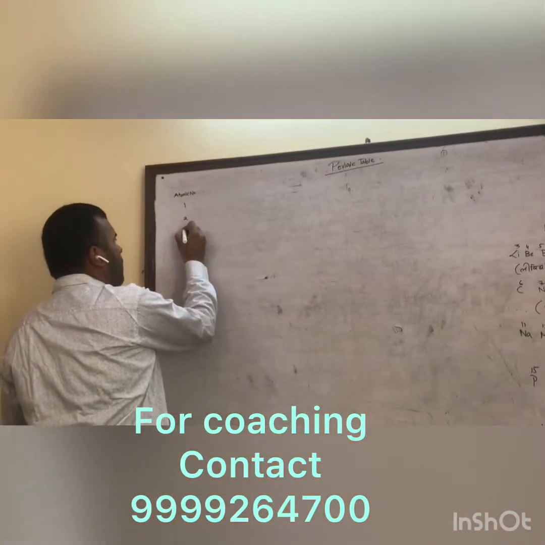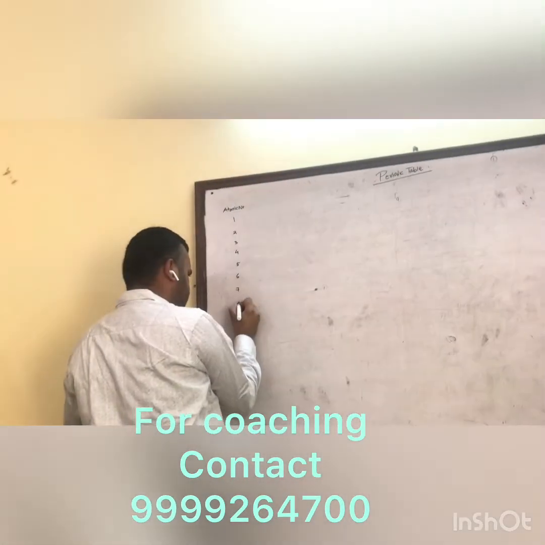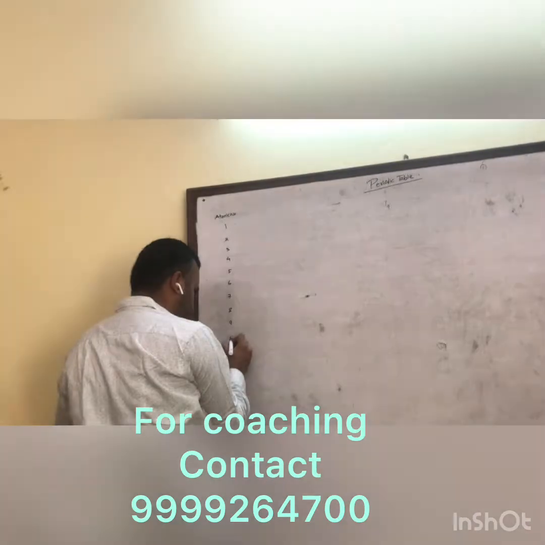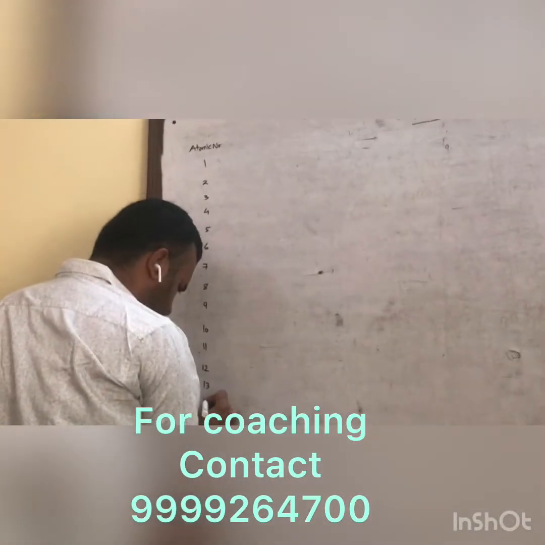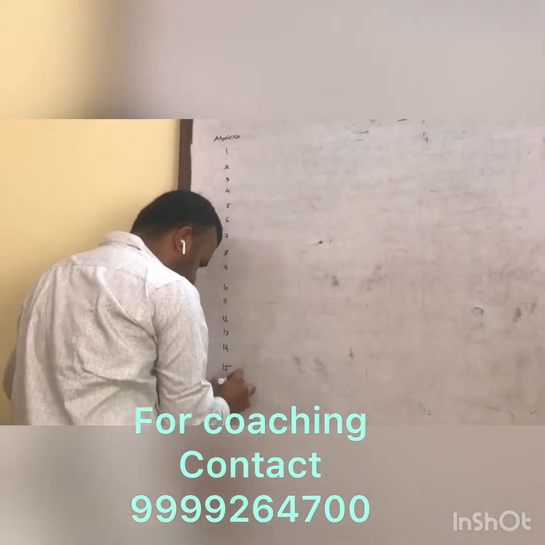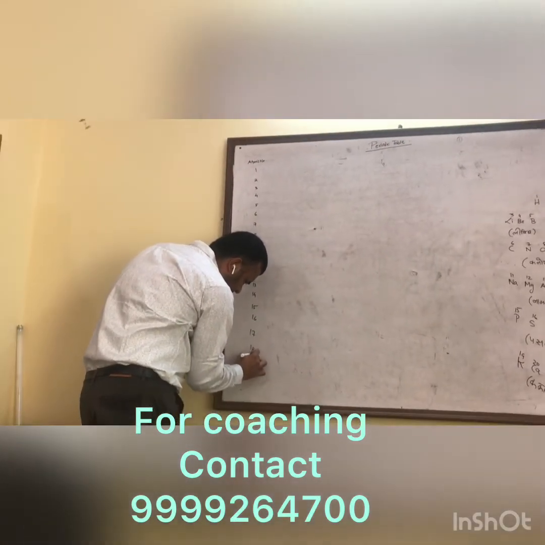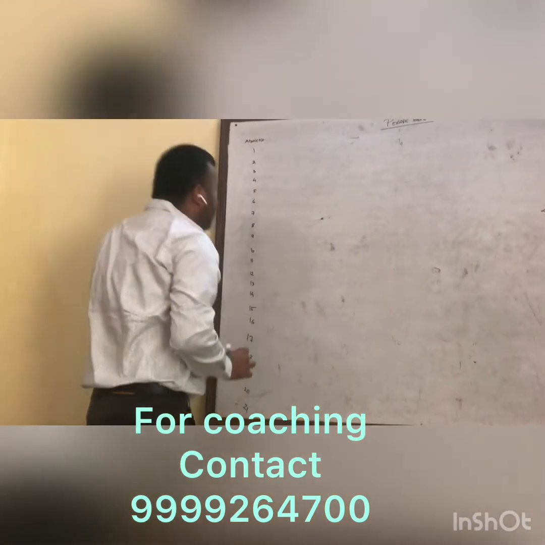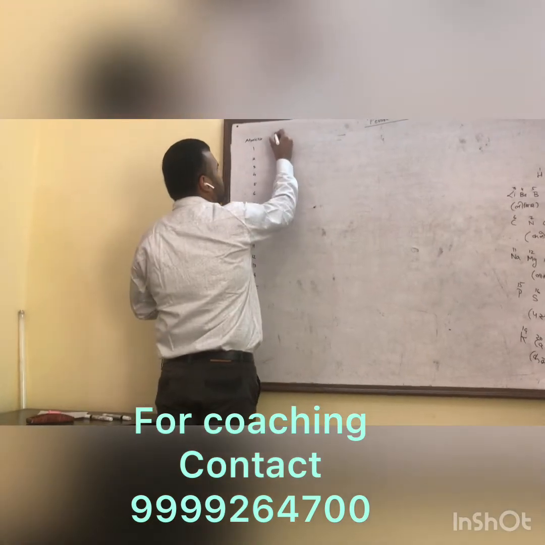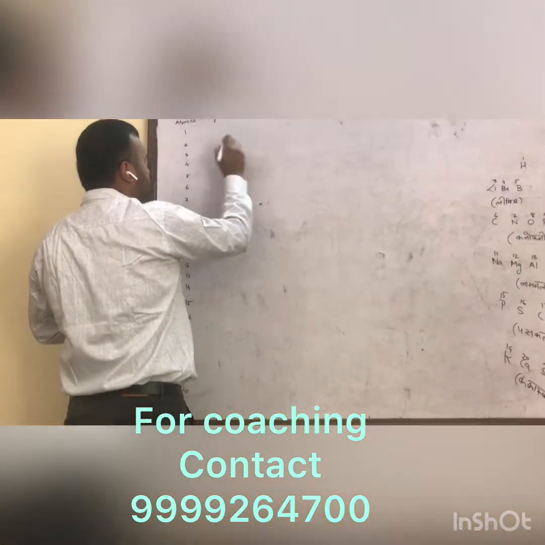Atomic number 1, 2, 3, 4, 5, 6, 7, 8, 9, 10, 11, 12, 13, 14, 15, 16, 17, 18, 19, 20 and 21. Okay, now please see these hints. These hints are called symbols.